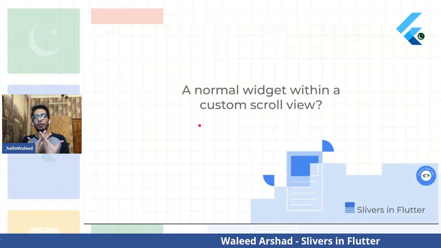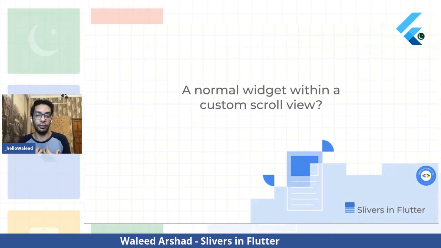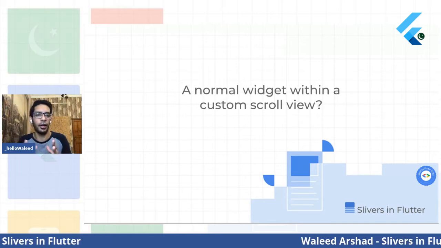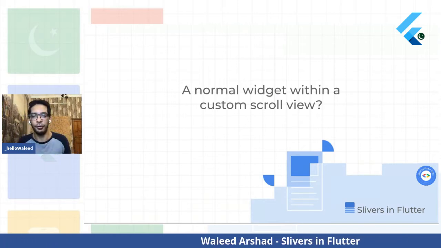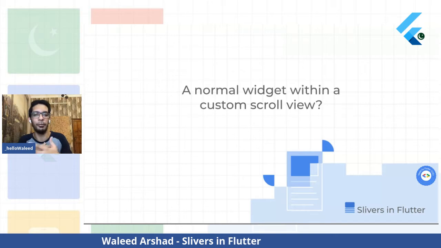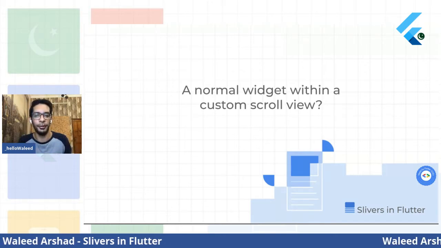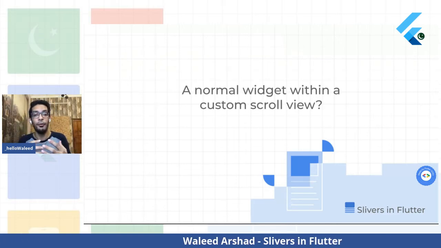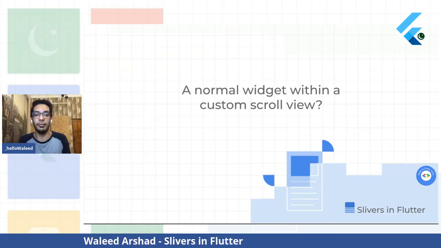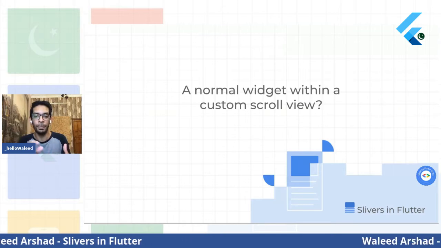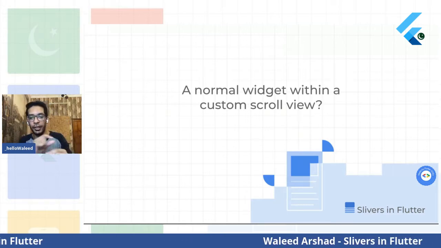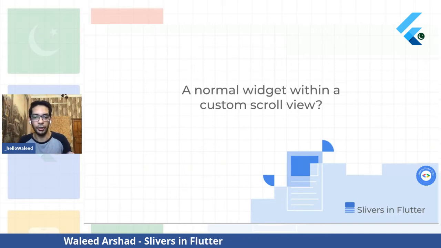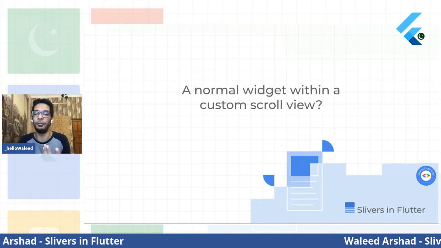Now, whenever I talk about slivers and explore slivers, the first thing that comes to mind is, okay, fine, I have populated list views inside my UI, and a beautiful app bar and beautiful flexible space, and it goes beyond the UI and it's working like a charm. But what if I need to have a text widget between the UI? If I want to have a text widget between 2 lists, how do I do it inside a custom scroll view? That's the question that comes to mind.